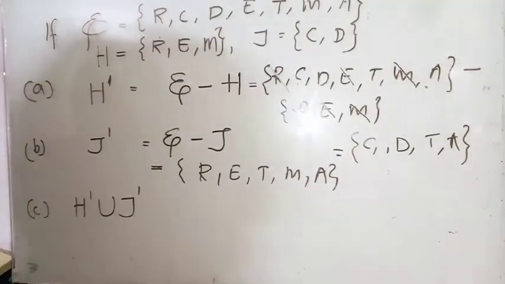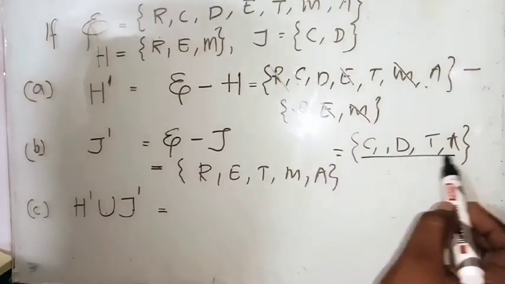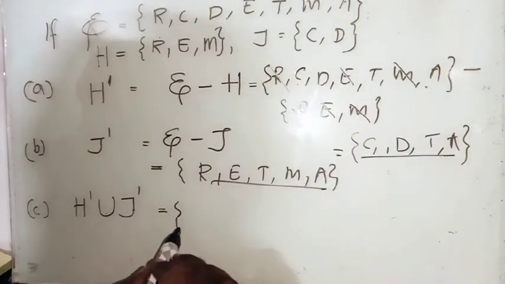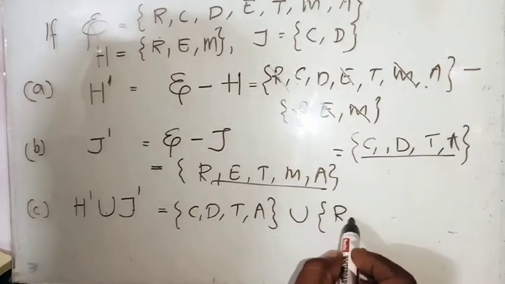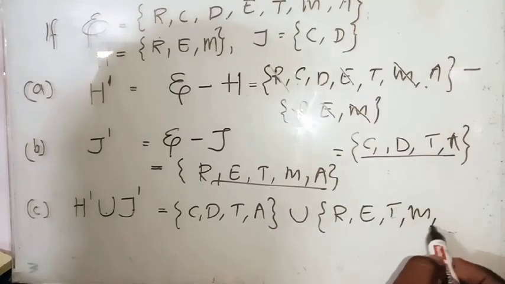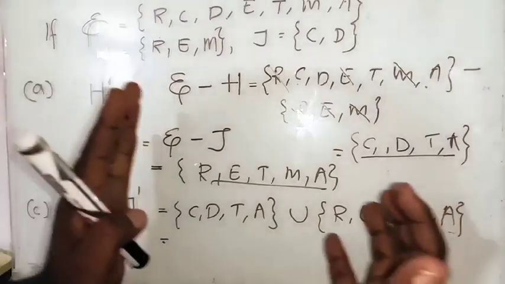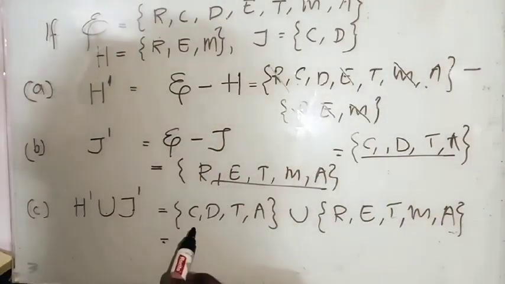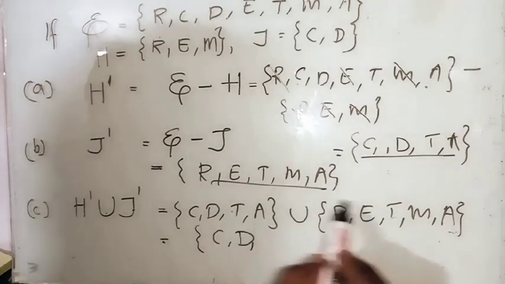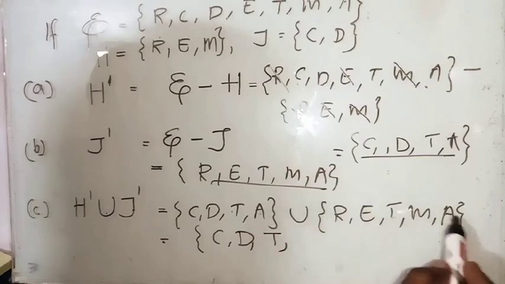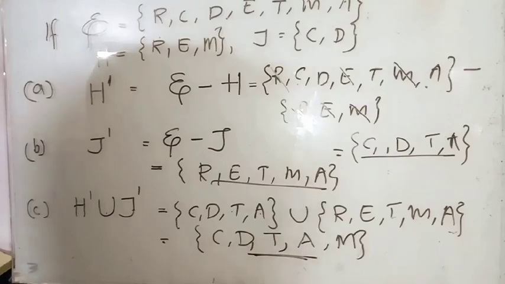Now H complement union J complement. That is set C, D, T, A union set R, E, T, M, A. You know, union is nothing but the joining of two sets. In this, T repeats twice and A repeats twice, so we write them once. The answer is the set of C, D, R, E, T, M, A. Okay.